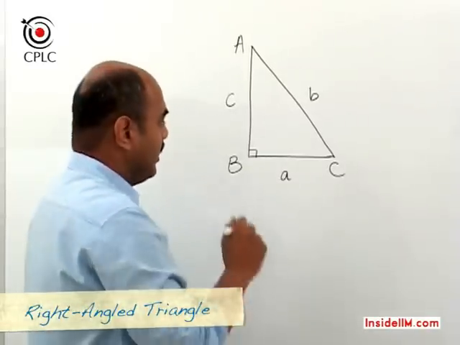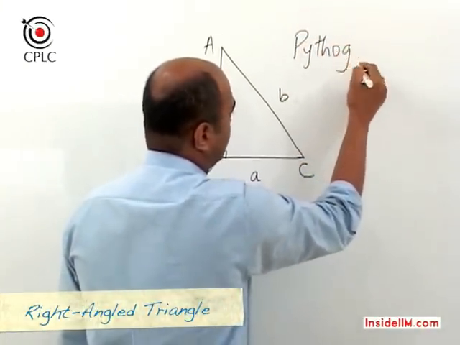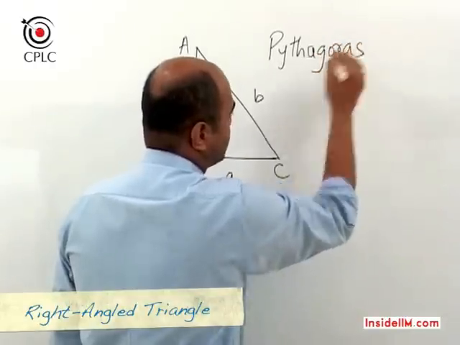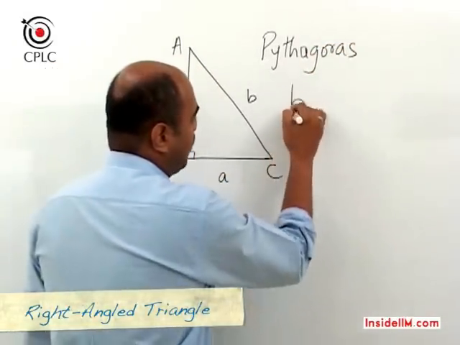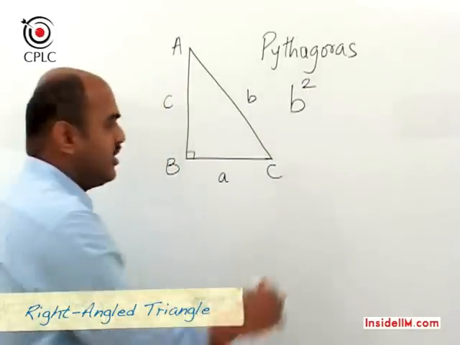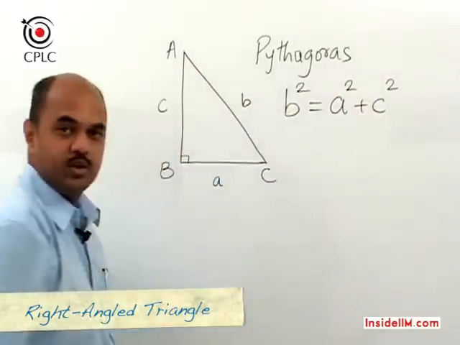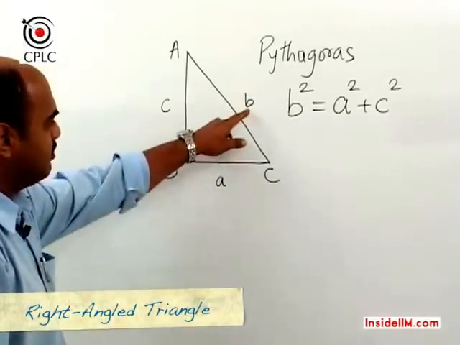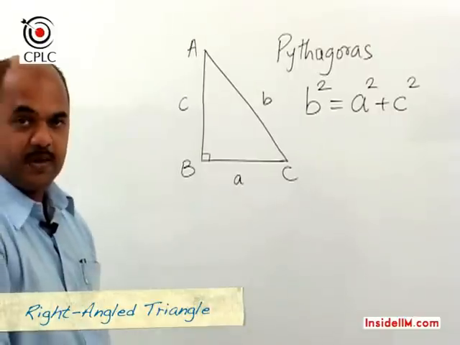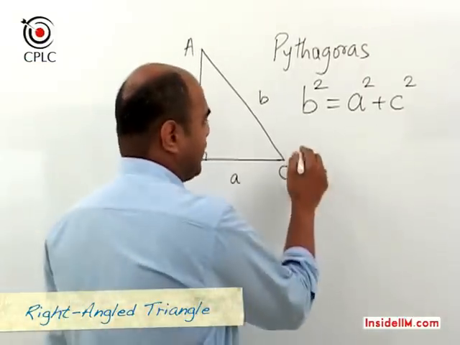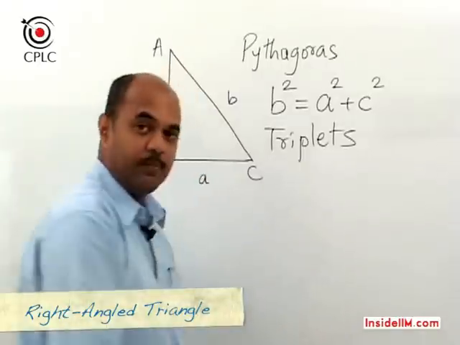In a right angle triangle, we also know of something called Pythagoras theorem, and Pythagoras theorem states that the square of the hypotenuse is equal to the sum of the squares of the other two sides. So for this triangle we have b square is equal to a square plus c square. This is Pythagoras theorem. And based on Pythagoras theorem, we have what are known as Pythagorean triplets.